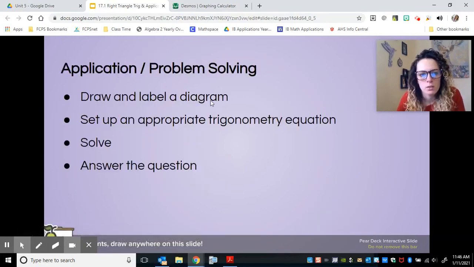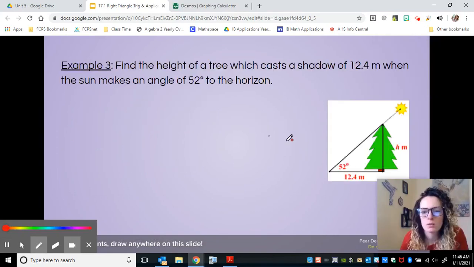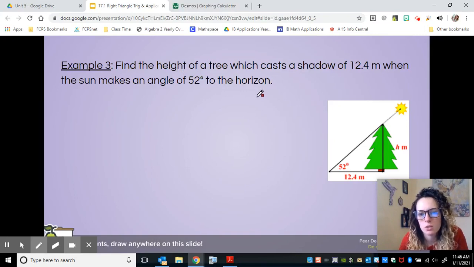So before we get into some application problems, aka word problems, just some helpful notes. Example 3, we're finding the height of a tree which casts a shadow of 12.4 meters when the sun makes an angle of 52 degrees to the horizon. So it's a lot of information. They gave us a diagram in this one though, so that was nice.